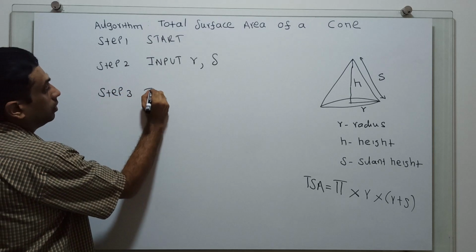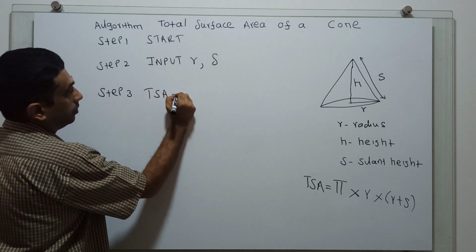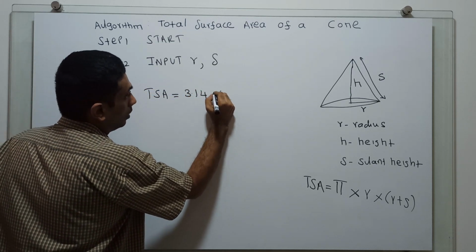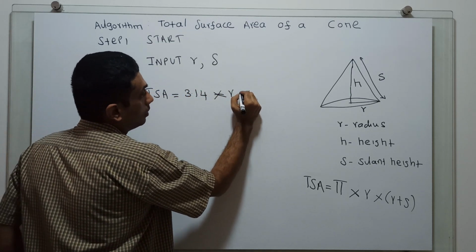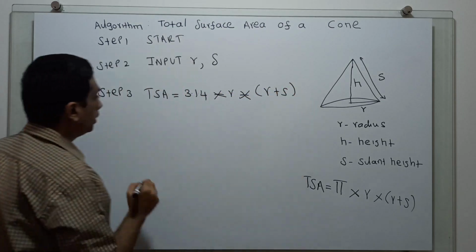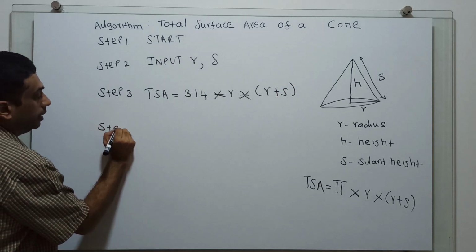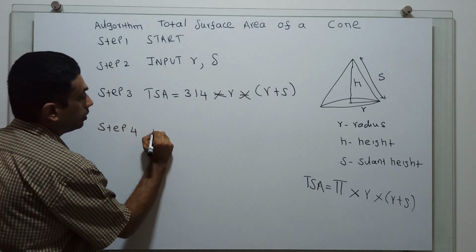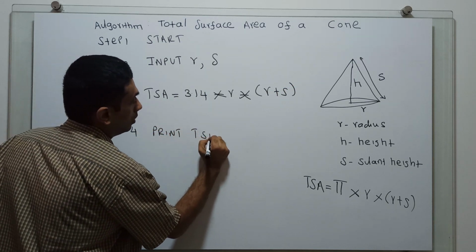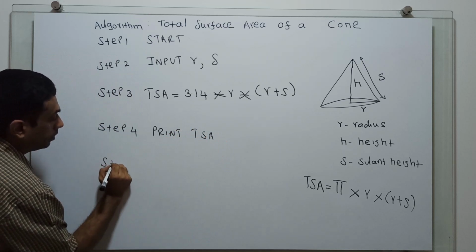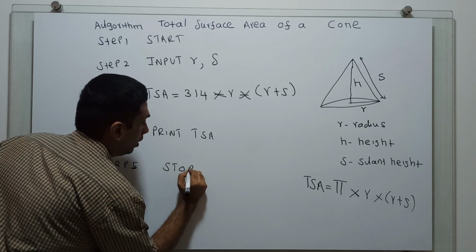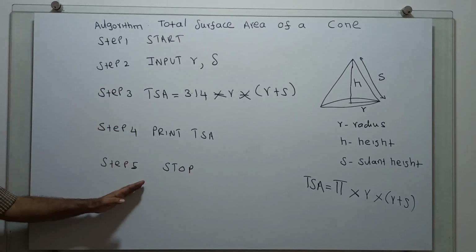Step 3, total surface area equals the value of pi equals 3.14 into radius plus slant height. Next, I am printing the total surface area. Next is the stop. This is the logical end of this algorithm.